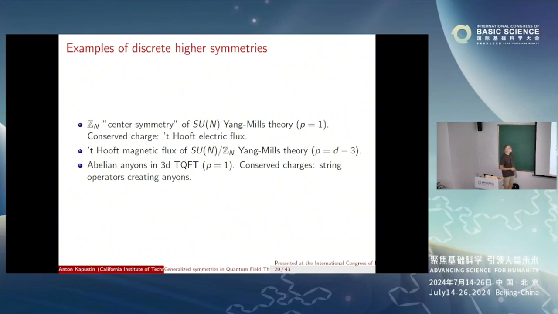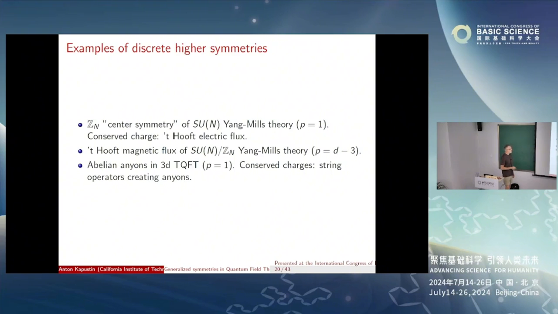Now it's a good time to give some examples of discrete higher symmetries. Well, first of all, you have the center symmetry, the famous center symmetry of SU(N) Yang-Mills theory. If you formulate Yang-Mills theory in four-dimensional spacetime, it's not an ordinary symmetry, but it's a one-form symmetry, Z_N one-form symmetry. And the conserved charge in this case is what's called its 't Hooft electric flux.